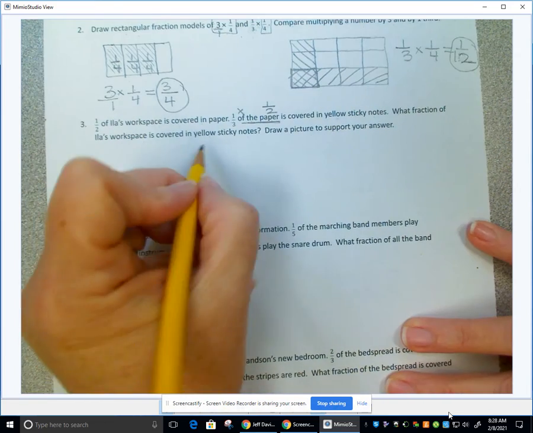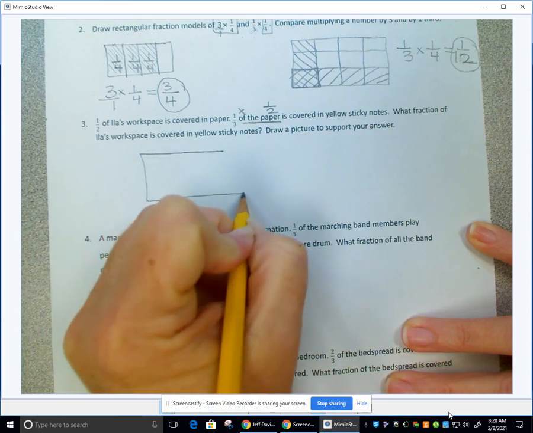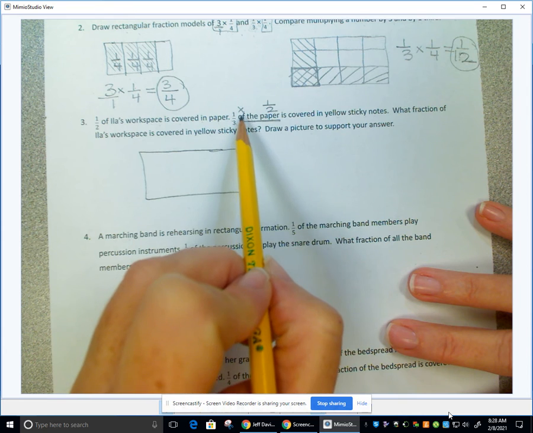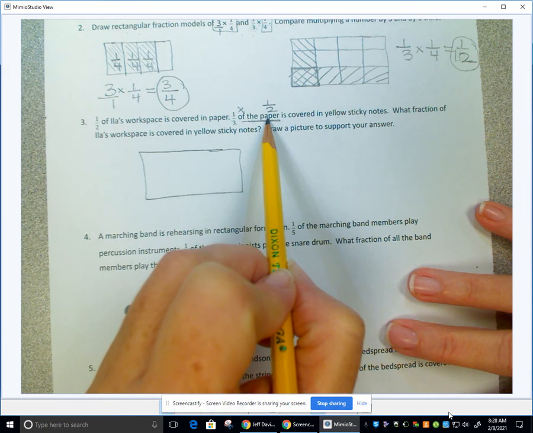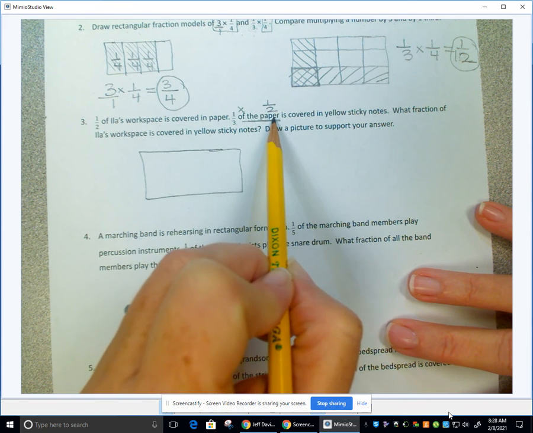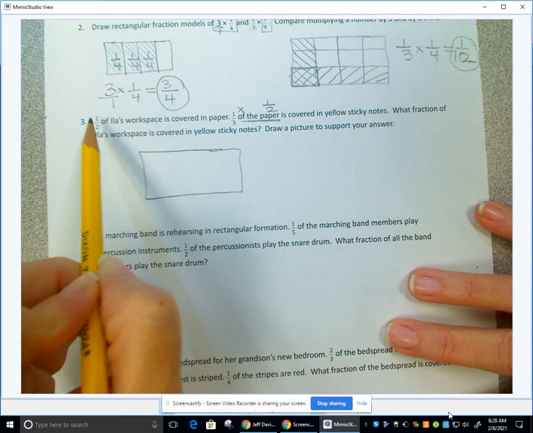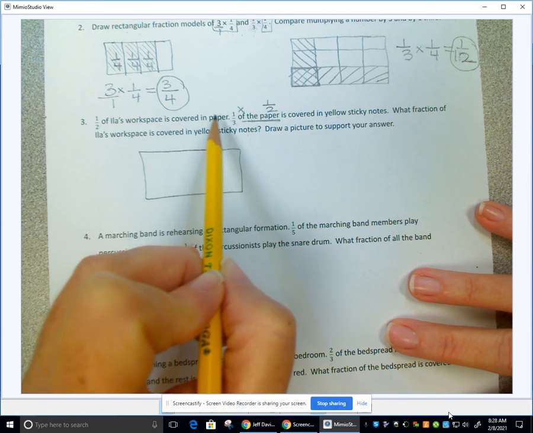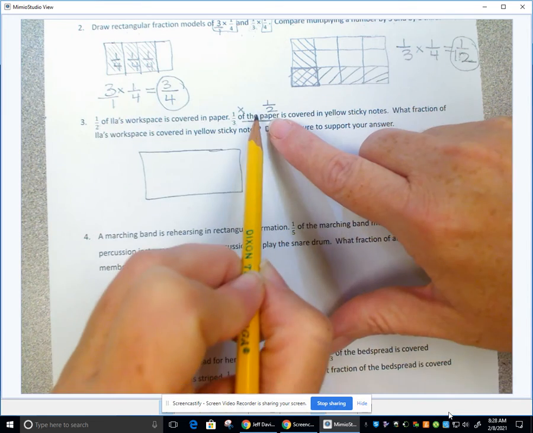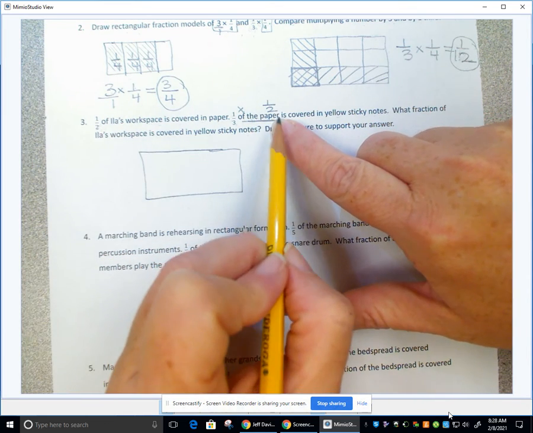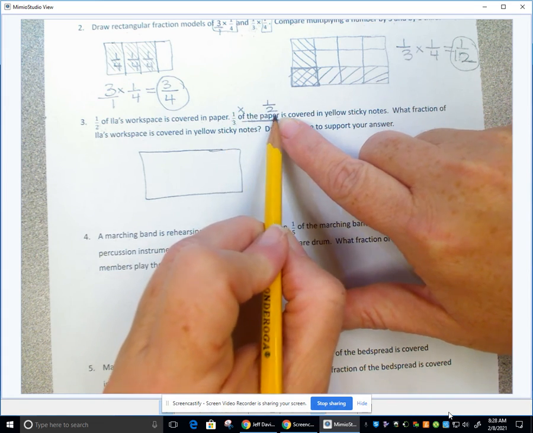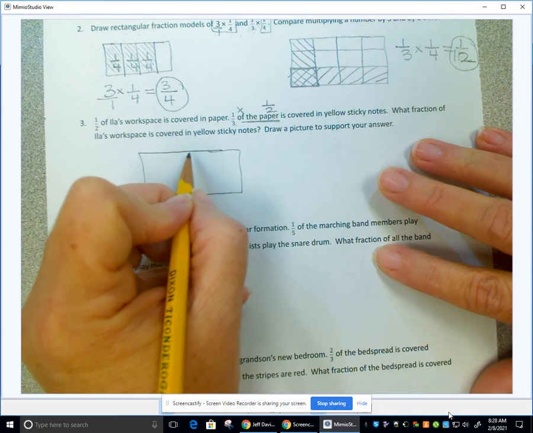All right, let's draw a picture real quick, representing her workspace. 1/3 of the paper. So we've got to do the paper first before we can get 1/3 of it. And the paper represented half. Half of Isla's workspace is covered in paper. Then it says 1/3 of the paper. Well, what was the paper? The paper was a half. So I went ahead and put it there so I can kind of see my problem. 1/3 times a half. So I want half first.